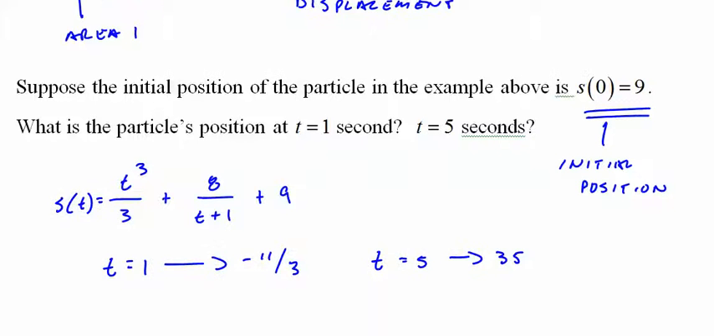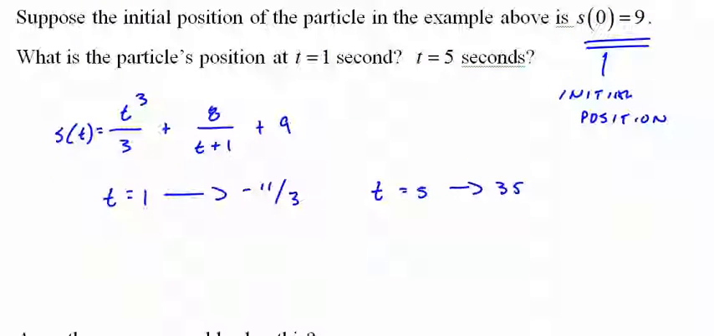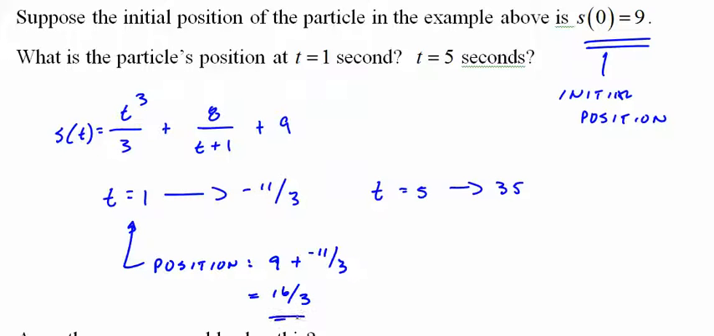Now, pardon me, that's the displacement. If I said, what's the original position? Pardon me, if the original position is 9, what's its position now? At t equals 1, the position is 9 plus negative 11 thirds, which equals 16 thirds. And the position at t equals 5 is 9 plus 35, which is 44.